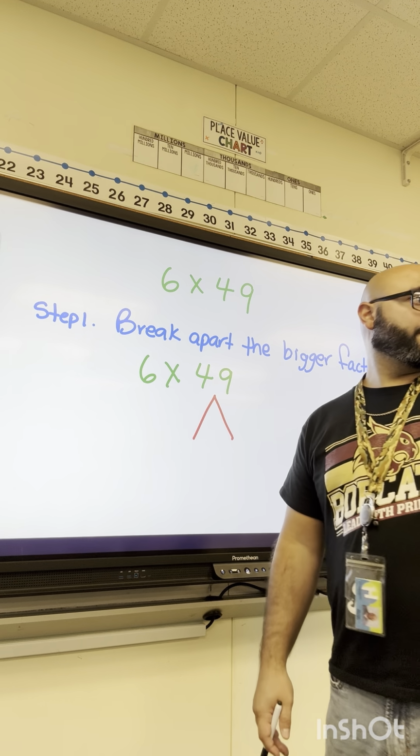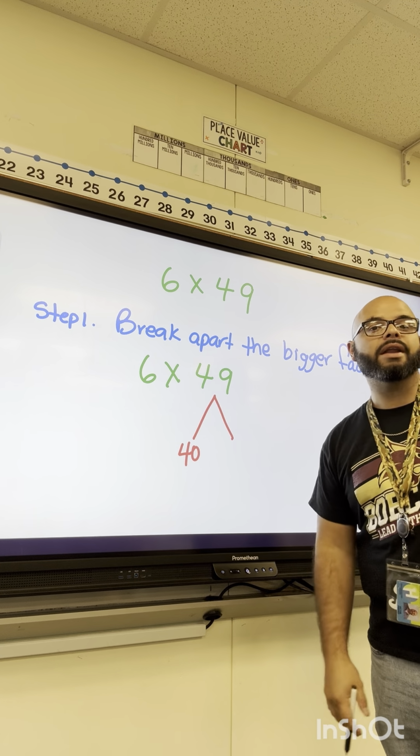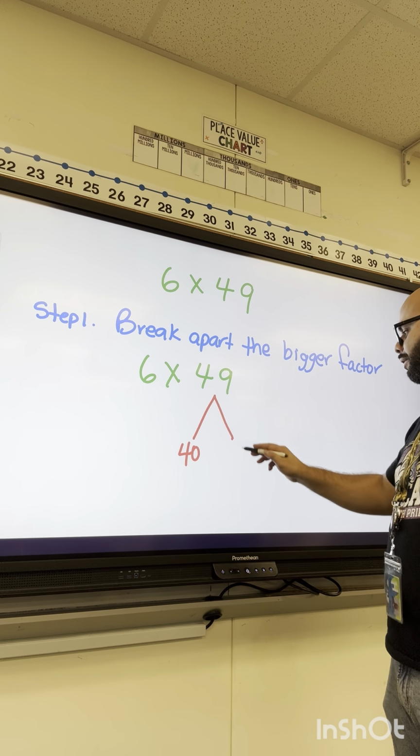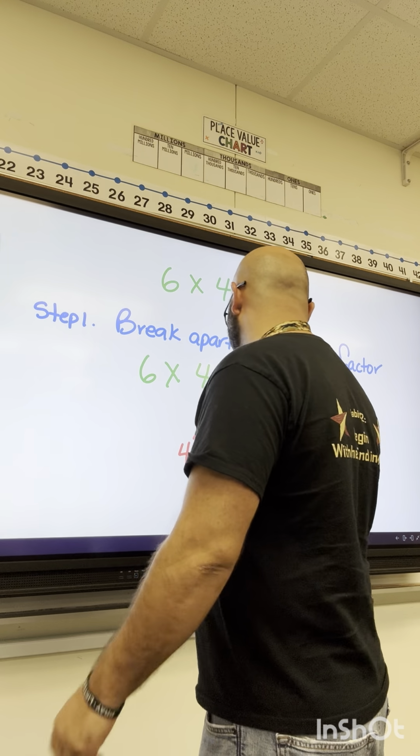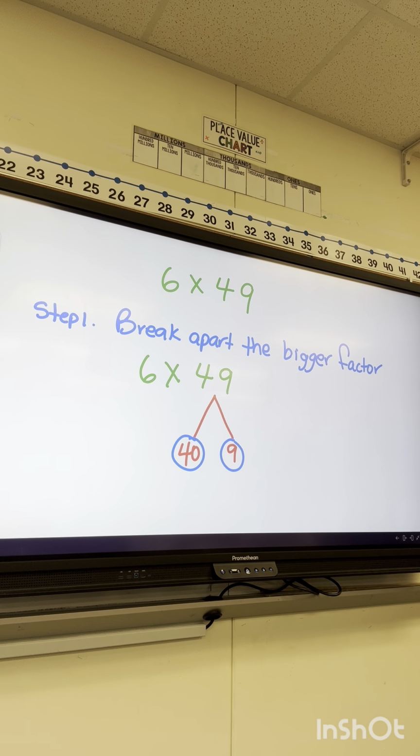Who could give me that? Aiden, what's the value of that 4? 40. Good job. What's the value of that 9 in the ones place, Sophia? 9. Good job. Now, that is step number 1. We just finished step number 1. I'm going to give you some time. Step number 1: break apart the bigger factor.